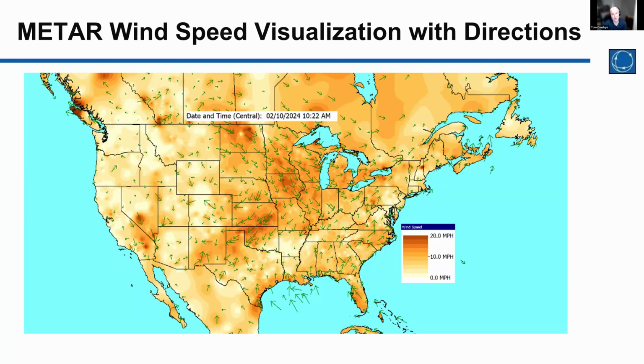This is a contour I made of the wind speeds. I guess I did it for February 10th. This is a PowerWorld contour, and then I used geographic data views to put the arrows on there showing the wind direction. That's just current data. So probably a better approach is to use a forecast, but if you really have to have the current data, that's available as well.